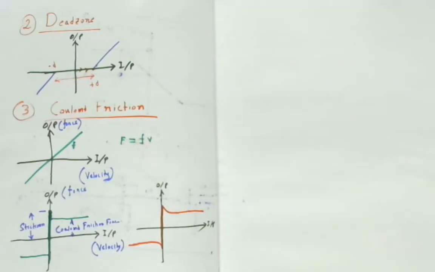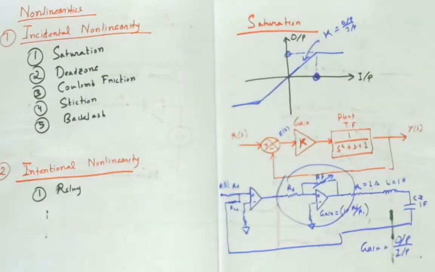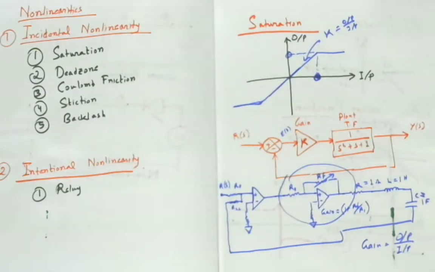stiction force. So these are the nonlinearities which are inherently present. That's about incidental nonlinearity. Then we are moving to backlash nonlinearity.